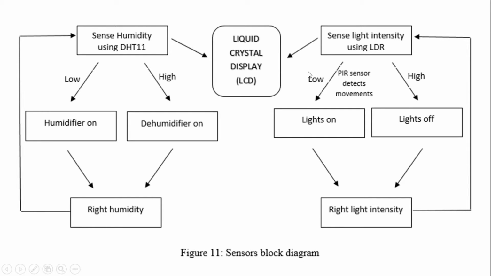The same thing happens for light intensity. When the light intensity is high, which is bright, the lights will be turned off, and the right light intensity will take place. When the light intensity is low, the lights will turn on, and the light intensity will increase. So basically, when the DHT11 senses the humidity and the LDR senses light intensity, the readings will be displayed on the LCD.